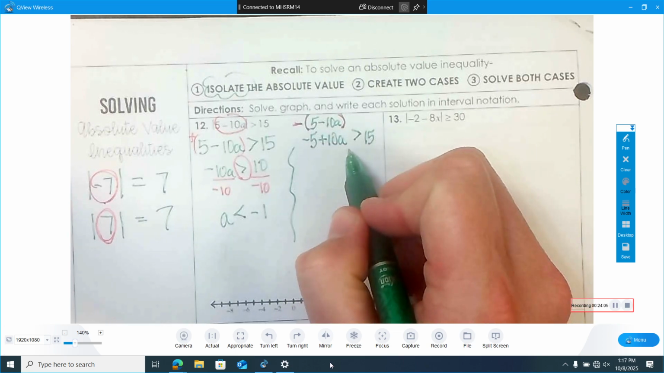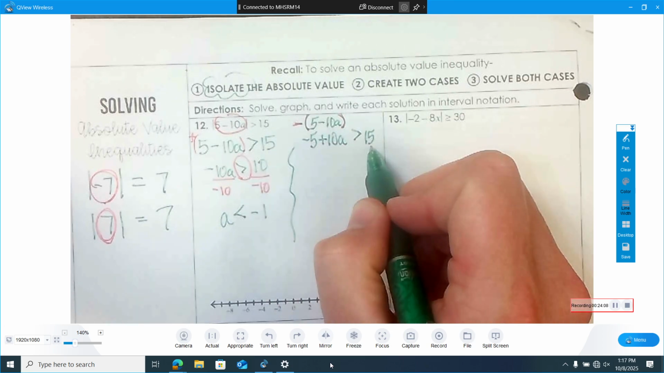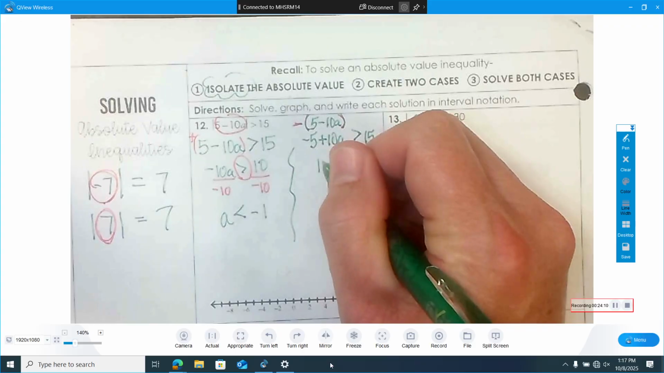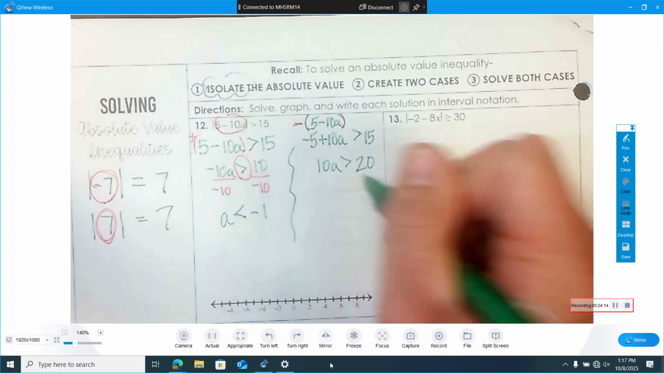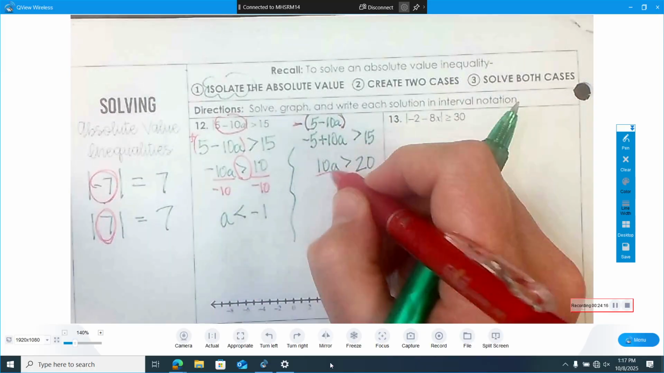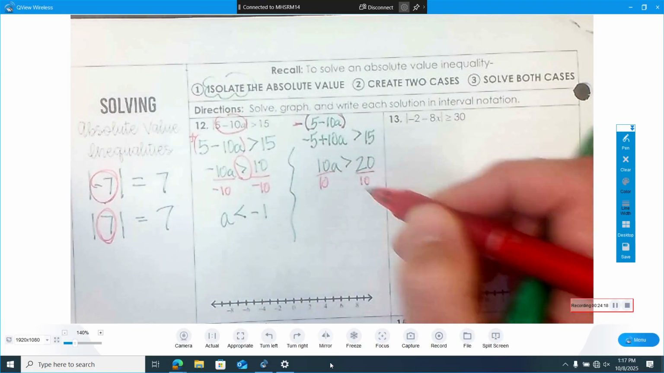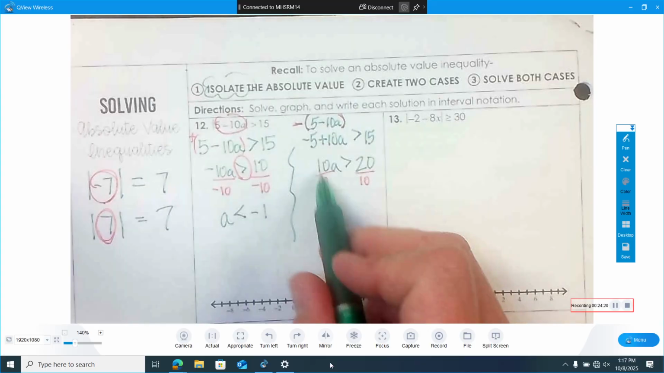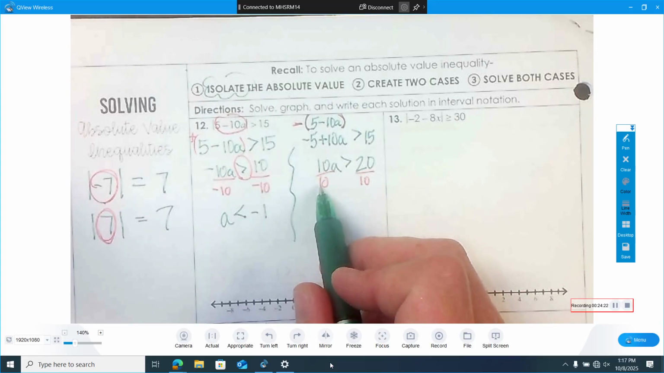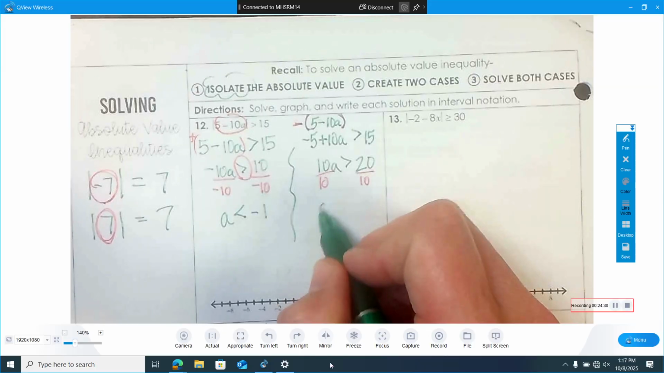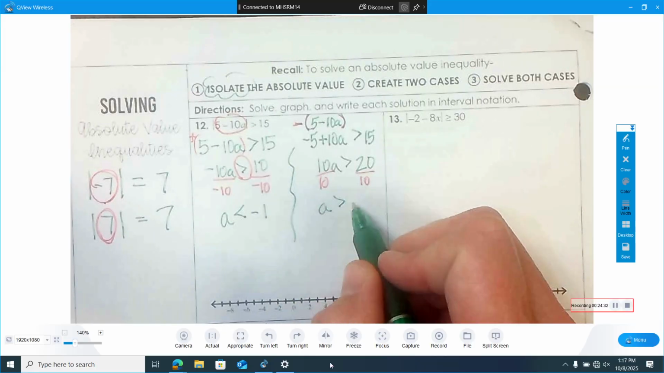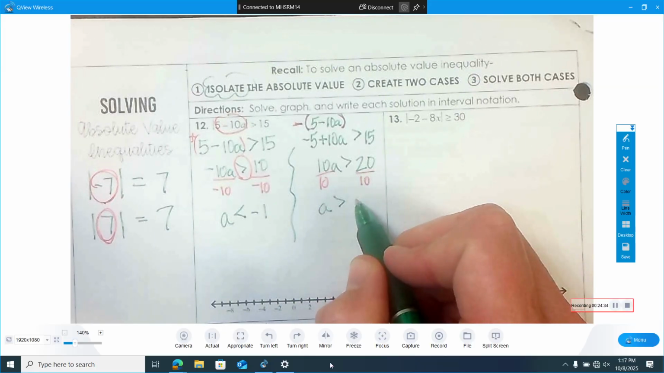On this side, I'm going to go ahead and move my 5 over, so that's going to become 10a is greater than 20. And then we divide by 10. Do I have to flip the inequality here? No, I am dividing by a positive value. There isn't a negative to worry about. If you multiply or divide by a negative, yeah. So this one stays. I don't have to switch the symbol. 20 divided by 10 is 2.